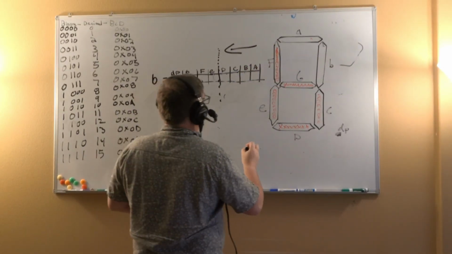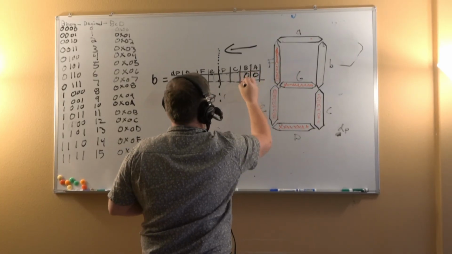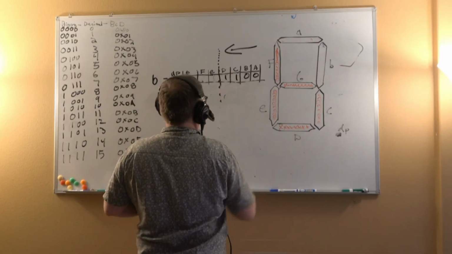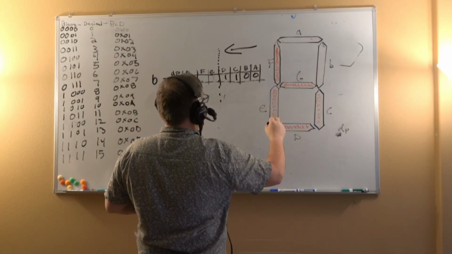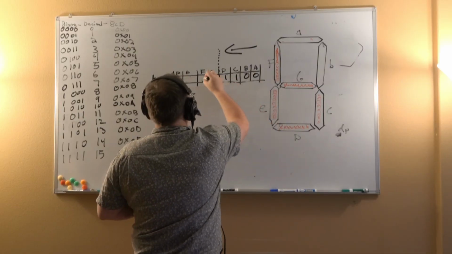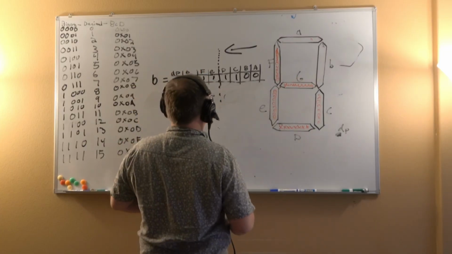All right. So A is 0. B is 0. C is filled. 1. D is filled. 1. Okay. And then E is filled. Okay. F is filled. All right. G is filled. Okay. Decimal point always 0.